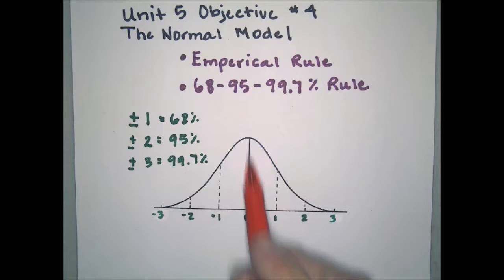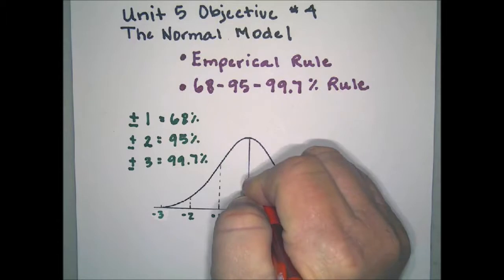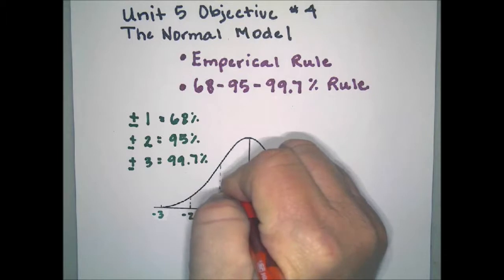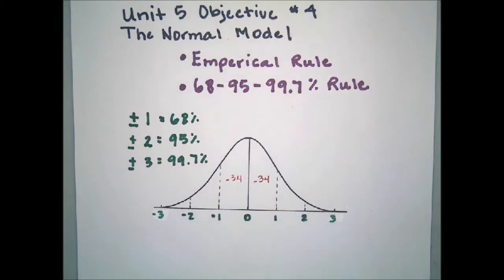Now, because the curve is symmetric, it's really easy just to divide that by 2 and say this is 34% of the data right here, and this is 34% of the data right there. Now, here's where some math comes in from here on out. The rule says if you go from one standard deviation up and down to 2 standard deviations up and down, you're now at 95% of the data. 95% of the data falls within -2 and +2.